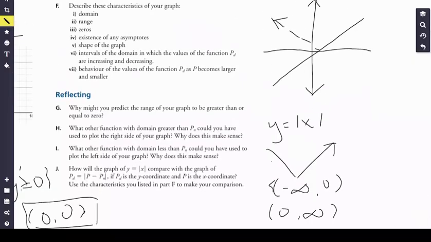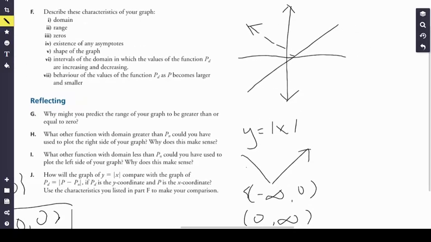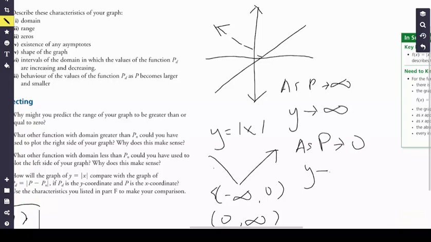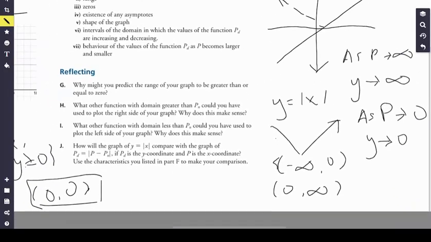And the behavior of the values of the function as p becomes larger. As p gets extremely large, as p approaches infinity, our y also approaches infinity. And as p approaches very small, as p approaches 0, y also approaches 0. It's very straightforward. Now let's go ahead and do this reflecting part.